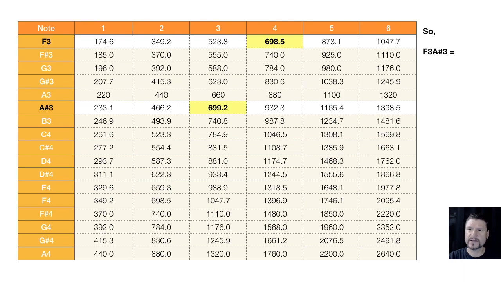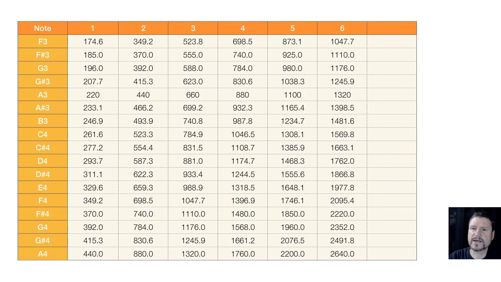So the F3, A sharp 3 beats at a speed equal to 699.2 minus 698.5, 0.7 beats per second. Well, that's not one beat per second, is it? What about the other perfect fourths? Let's alter our chart a tiny bit.